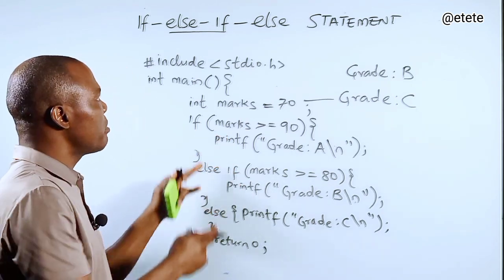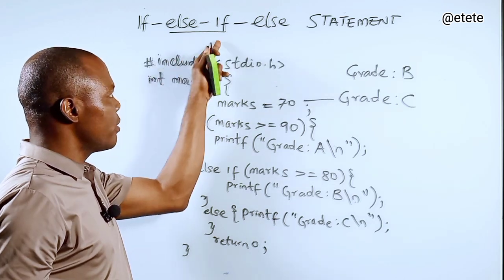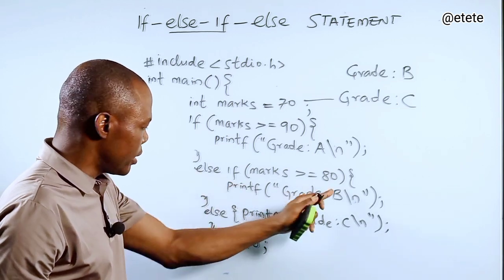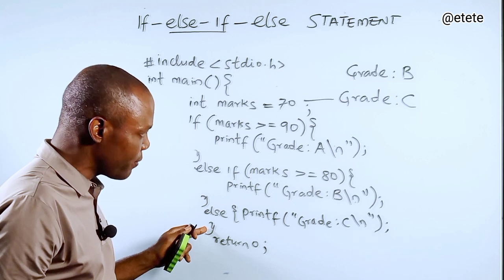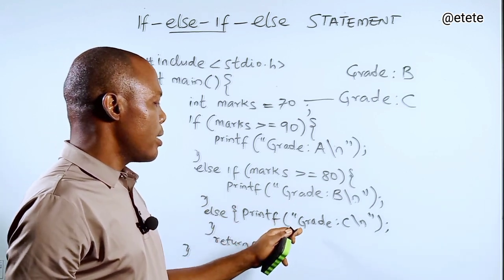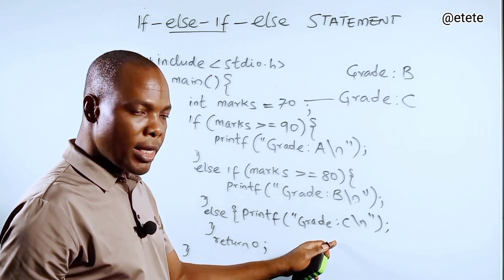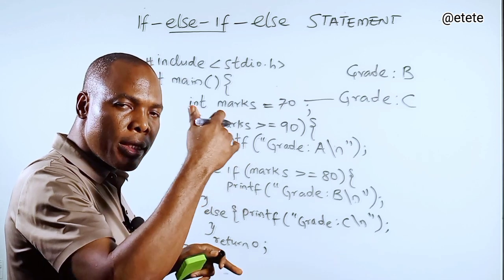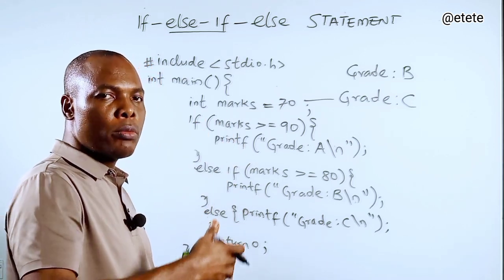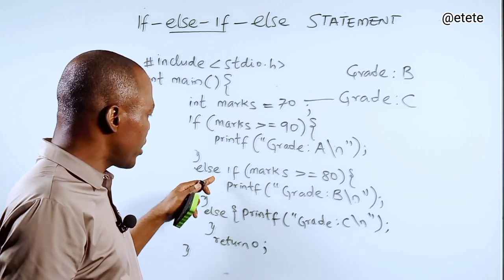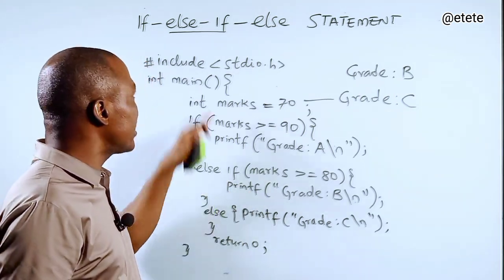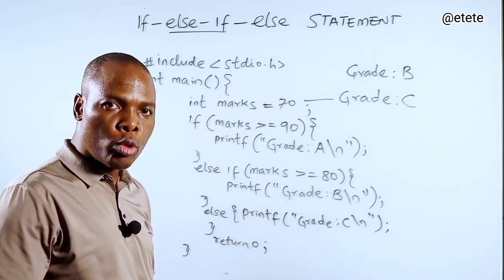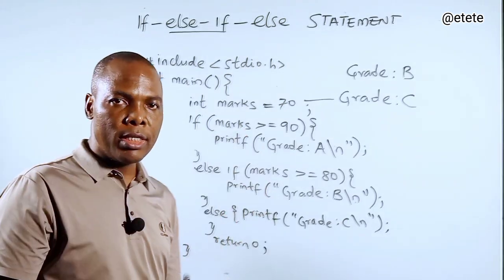So that is the else if block. So you can have as many else if inside if else. So I can have else if for this, then I can have another else if mark is greater or equals to 70, grade C. Then I can have another one again like that for all the marks until I get to maybe 50 or so. So you can have as many else if inside if else statement. That's what I want to show you in this class. So let's go to Code::Blocks. Let me demonstrate this for you to see.